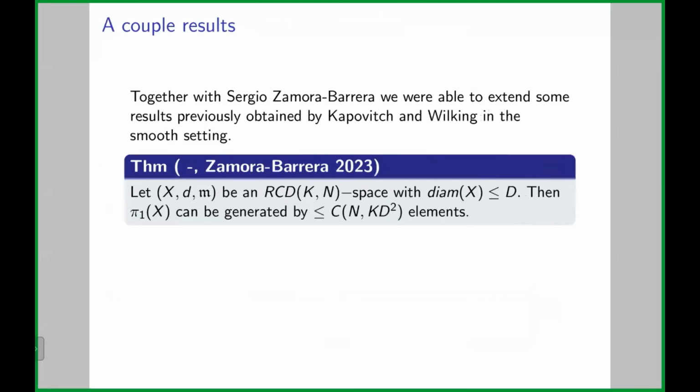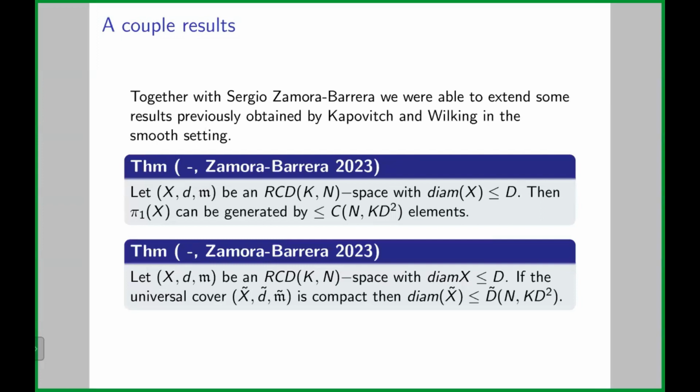And now I just mentioned a couple of results. Together with Sergio, we were able to extend some results previously obtained by Kapovitch and Wilking in the smooth setting. I will just mention a couple. The first one: if you have an RCD space X with diameter bounded from above by a positive number D, then the fundamental group can be generated by at most C elements, where C depends on K, N, and D. It is written in this way just to mimic the bound in the smooth case, just in case you're wondering.